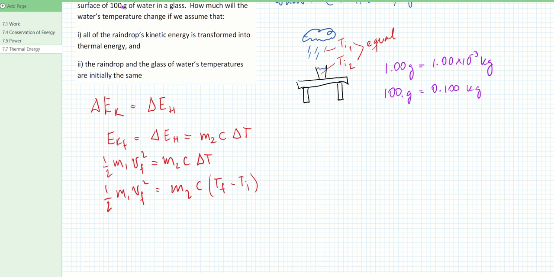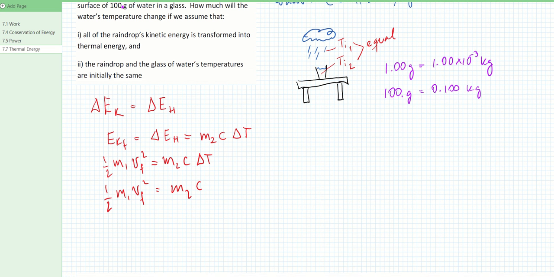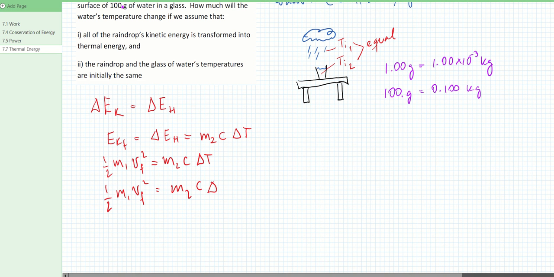So the next step is to plug in all the values. Let's see what we can do with the T initial here because it's the same. Actually, we're not going to expand this. We're going to leave it as change because we can't really find the initial temperature. We're just going to know the change in temperature. The question doesn't ask us for the specific value of the water's temperature, just the change. So we're going to leave it as delta T because otherwise we end up with two unknowns, which we can't solve for. We're going to leave it as one unknown, just delta T.